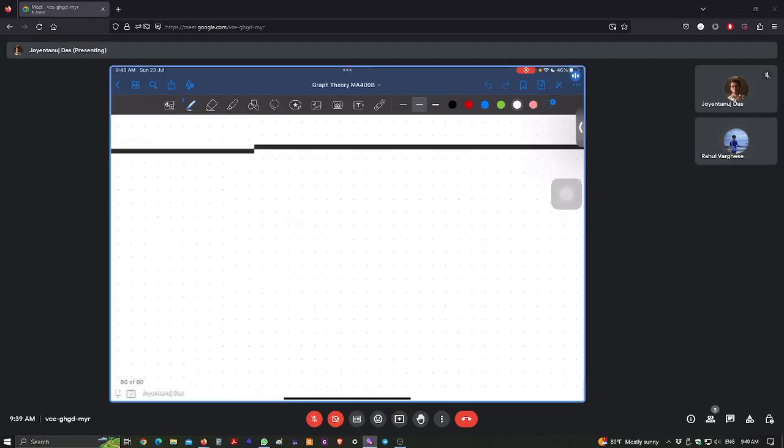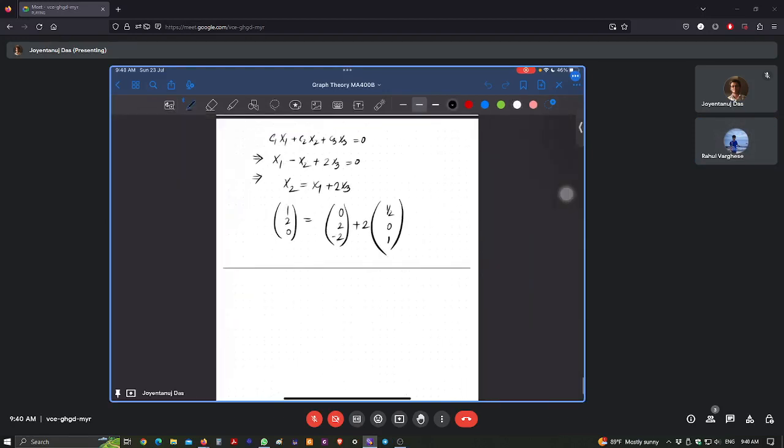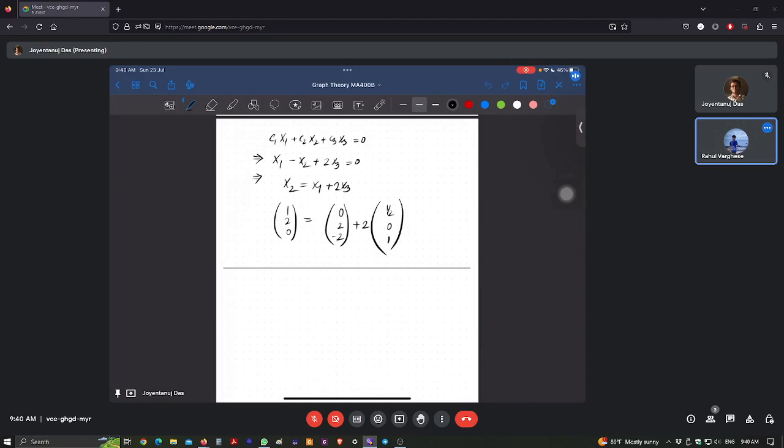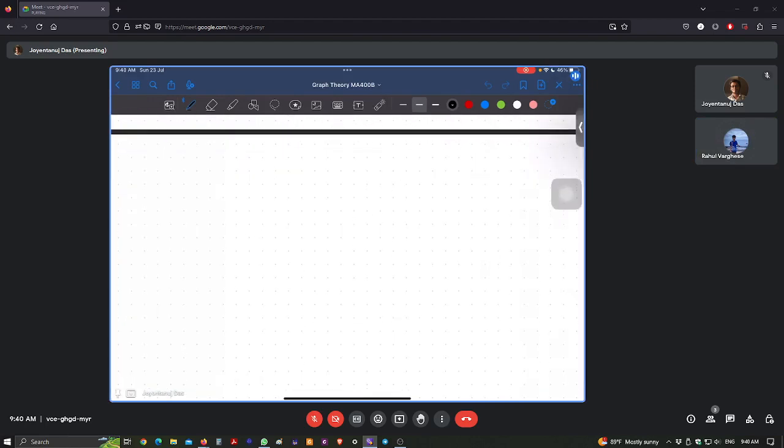Okay, so if you remember, we defined the linear independence and dependence of vectors, right? So next we define what is basis vectors.